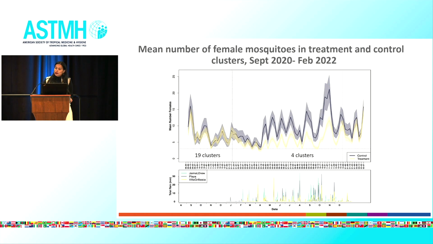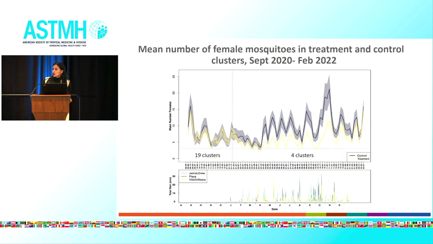This graph shows the mean number of female mosquitoes per week on the y-axis, the control areas in purple, and the treatment areas in red. Before the dotted line, we were releasing in 19 clusters, and we see little difference between intervention and control clusters. They overlap. After the releases in 4 clusters, you see a little separation that started in March, and about 3 months after the start of the releases, you start seeing a bigger separation between the 2 lines.